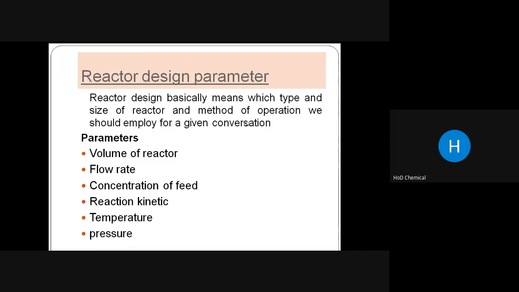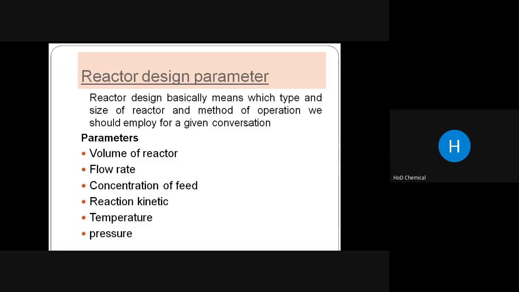So next we enter into reactor design. If you design a reactor, we have to find out what are the parameters, that is, what are the factors involved in the reactors.